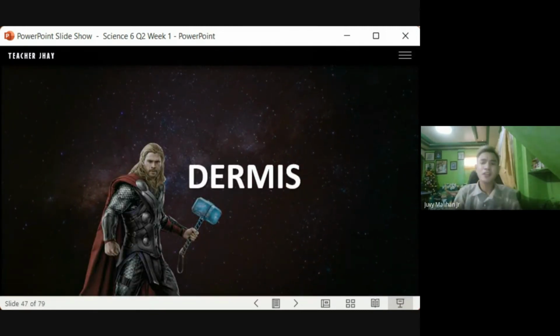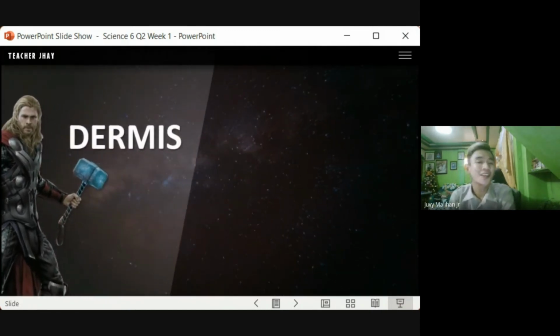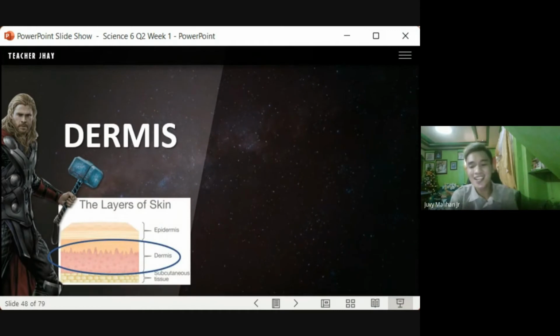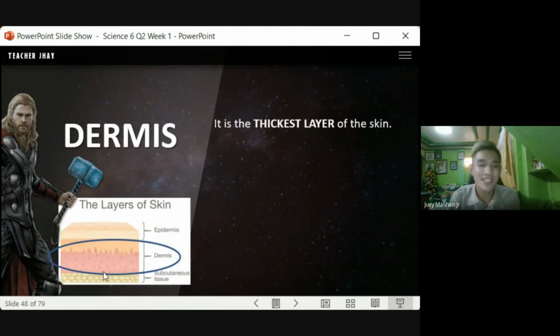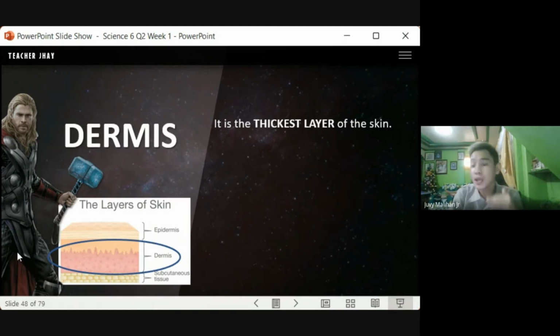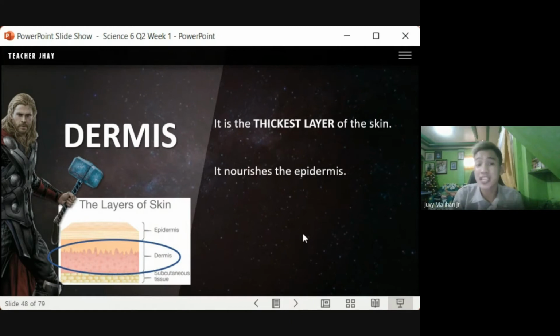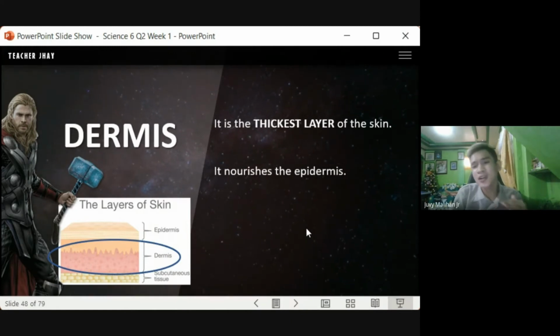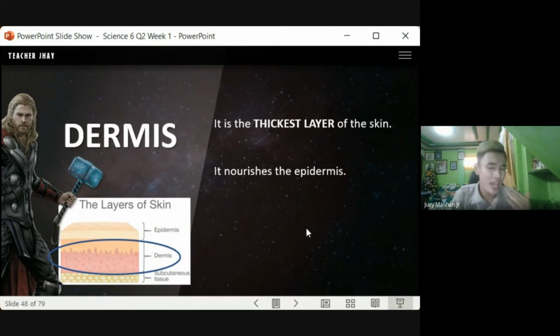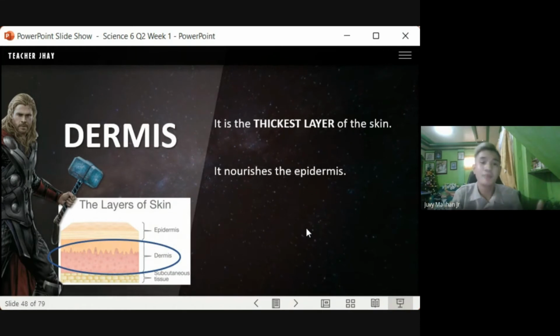So if the epidermis, class, is the outermost layer of the skin, the dermis is the thickest layer of our skin. As you can see in the picture, class, it is found below the epidermis. And when we say dermis, class, it nourishes the epidermis. Why does it nourish the epidermis? Because it helps the skin stretch and stay firm. That's why the dermis nourishes the epidermis.